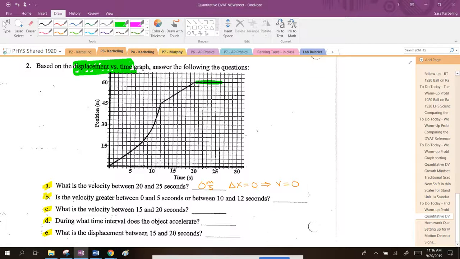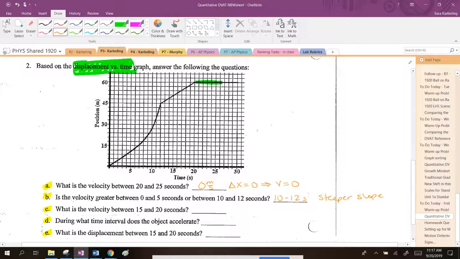All right. My last back table. Is the velocity greater between 0 and 5 seconds, or between 10 and 12 seconds? What do we say? I don't know that one. Don't know this one? Do you guys have it back there or no? Dawson looks really excited to tell us. Go for it, Dawson. What you got? 10 to 12. Why? Steeper slope. Nice job. Yeah, that's what it is.